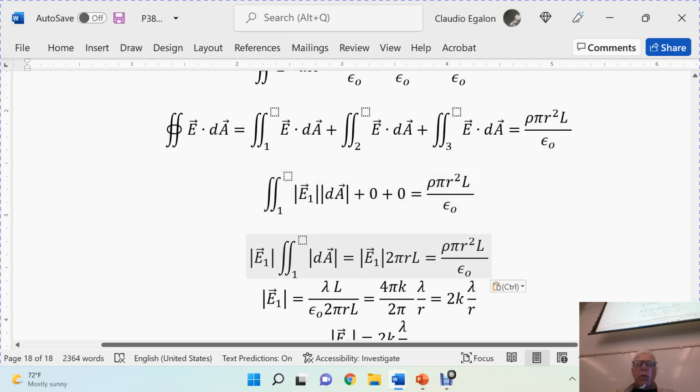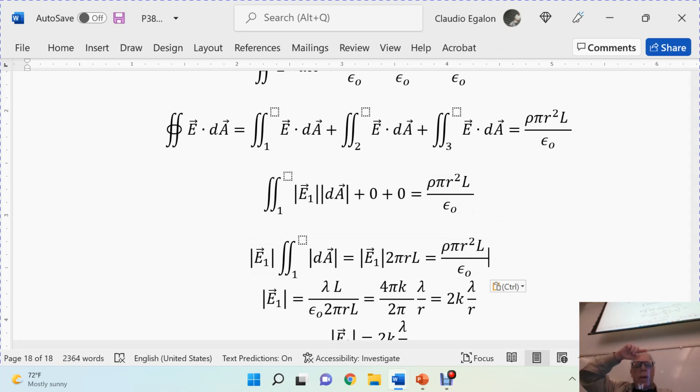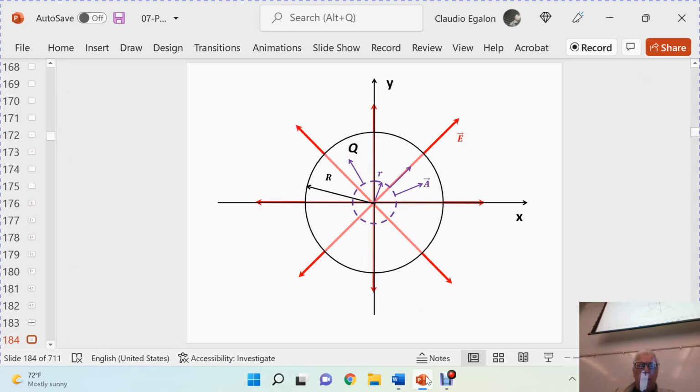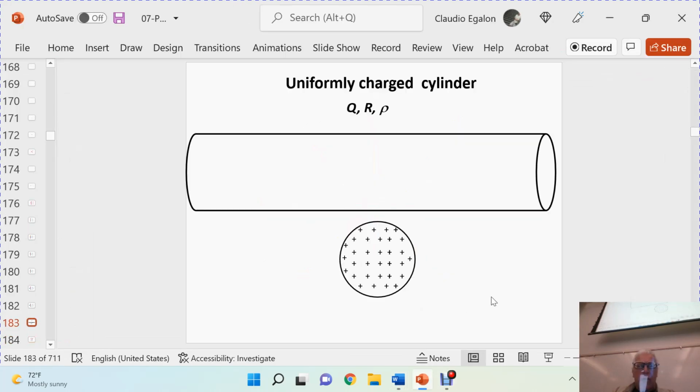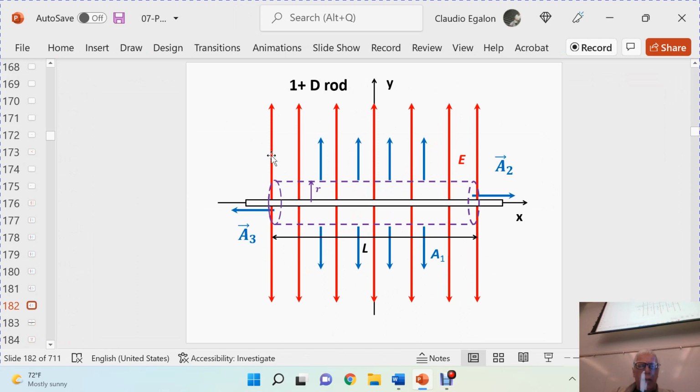The difference is what goes on the right side. 2 pi r, let's see. Yeah, 2 pi r L. Good. Okay, so the cylindrical surface looks just like that.